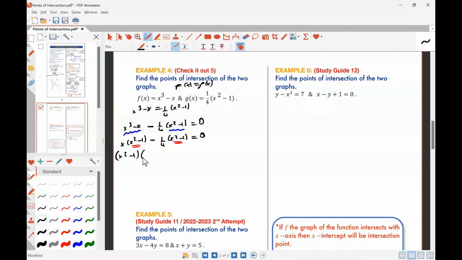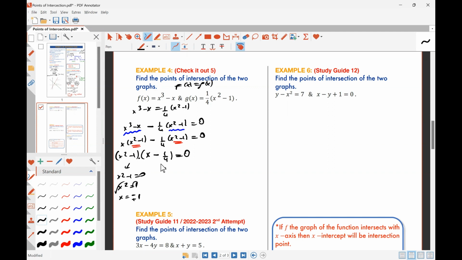So what is left? x is left for the first one, minus 1 over 4 is left for the second one, which is equal to 0. See, this complicated expression becomes a very simple expression. So we can use the zero product property. So it's x squared minus 1 is equal to 0. So x squared is 1. Taking the square root of both sides, x is negative and positive 1.